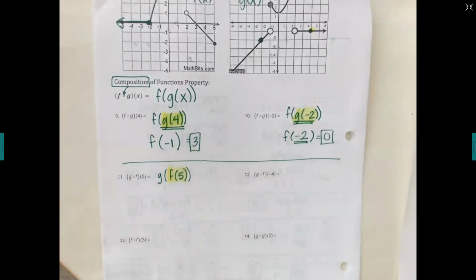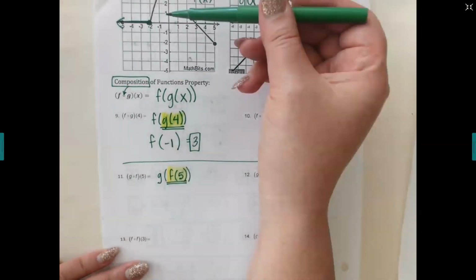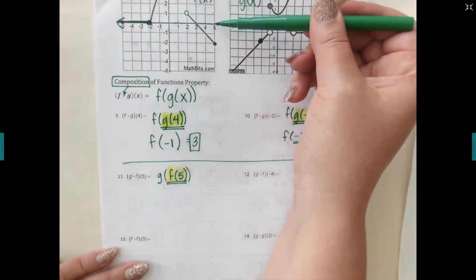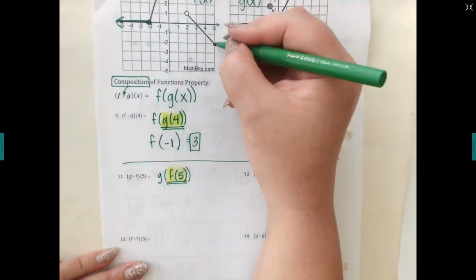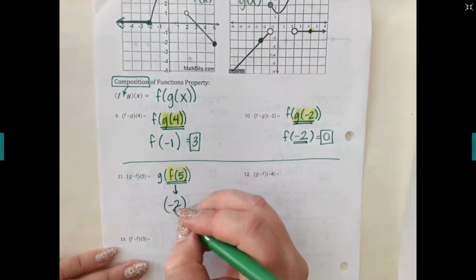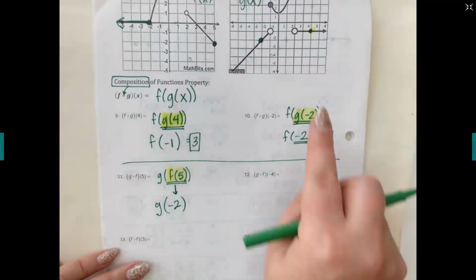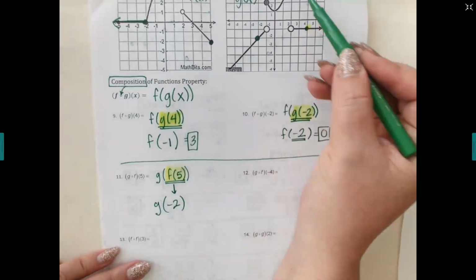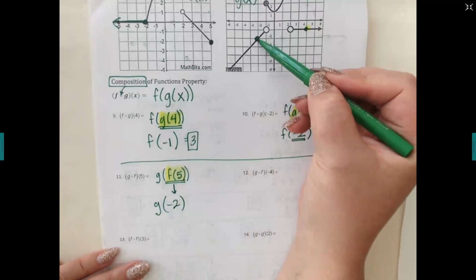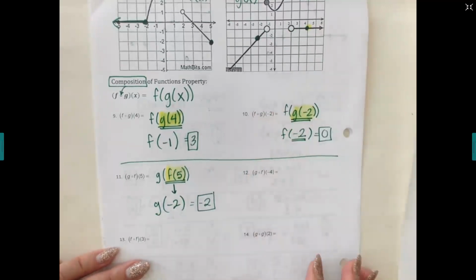So if I want F of 5, I'm looking at the F graph first. I would trace out here to 5. I see my Y value is a -2. And then I'm going to take that -2 and plug it into G. Remember, G is going to be your second graph. So then I'd come over here to G, go back to -2. Answer is -2.